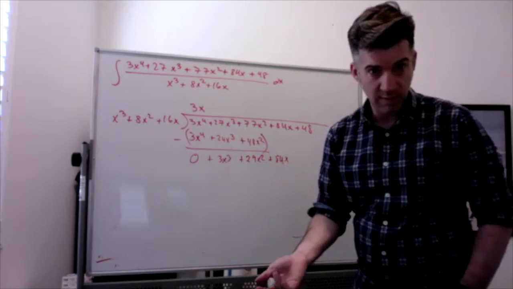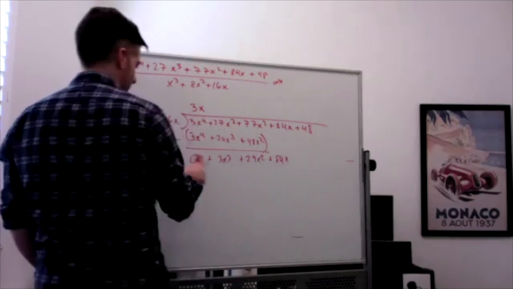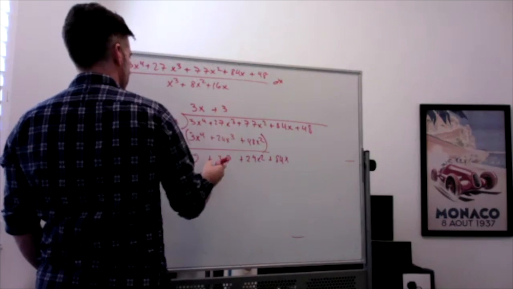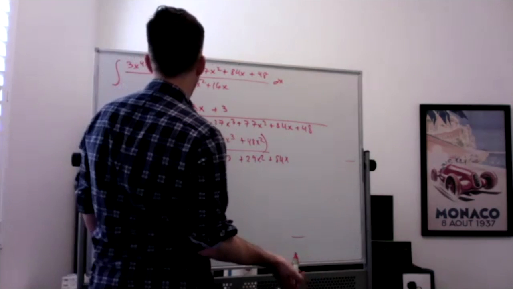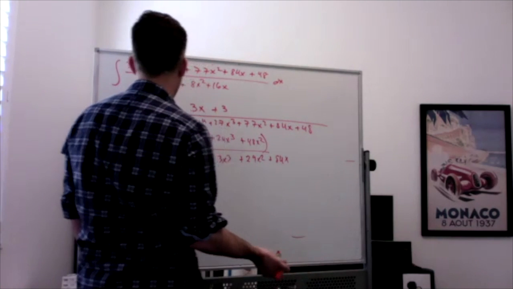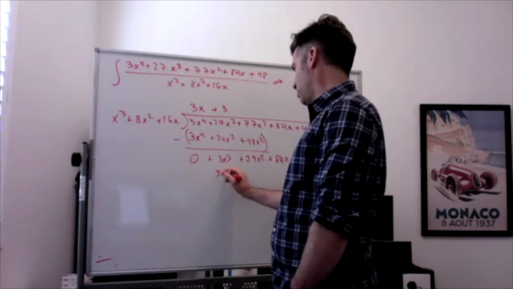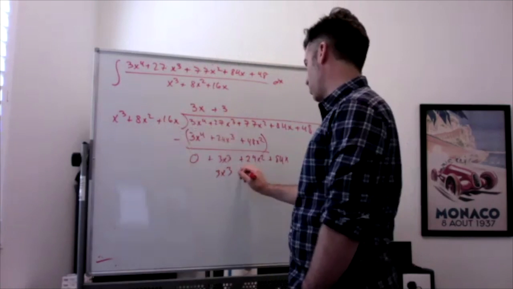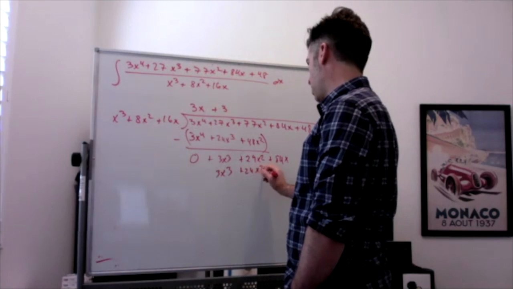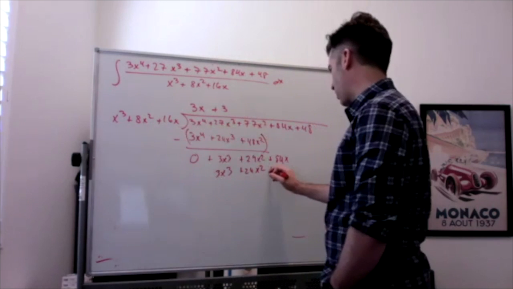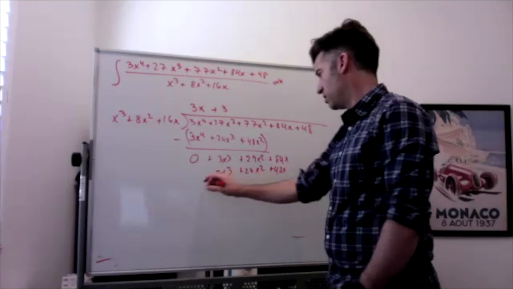Repeat the process. So then what do you multiply by x cubed to get 3x cubed? Oh, 3. Ah, no, that can't be right. Sorry. 3 times x cubed is 3x cubed. 3 times 8x squared is 24x squared. 3 times 16x is 48x. Subtract.